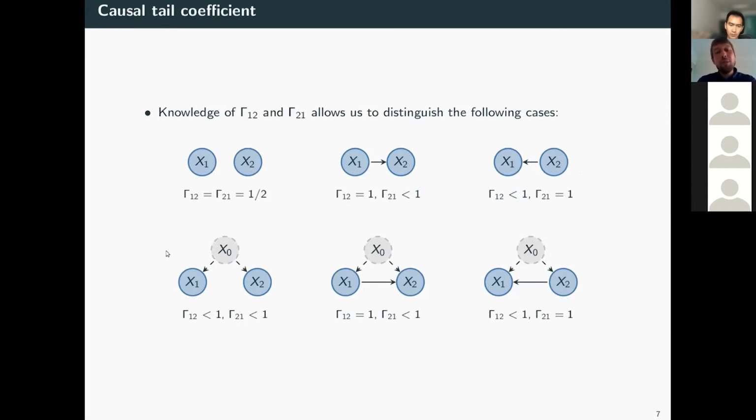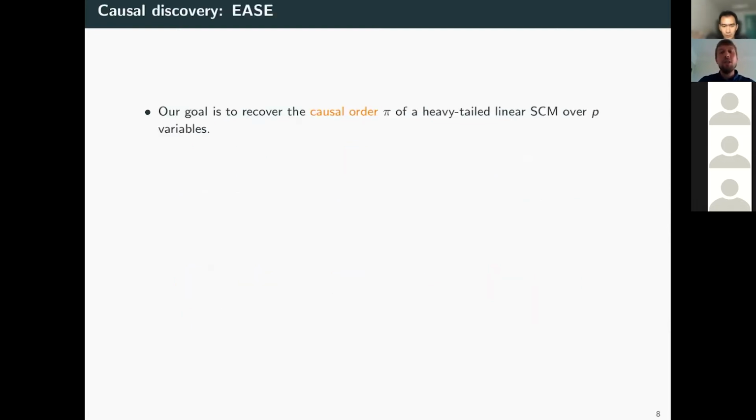But even if we have unobserved confounding, we still can identify or can distinguish these 3 cases. So if we have independence plus confounding, then both coefficients will be strictly smaller than 1. If we have X1 causing X2 plus confounding, then we have the same kind of direction of the coefficients. So we still estimate the correct causal direction, and the same for this example here. So really this asymmetry in the coefficient allows us to distinguish these 6 cases of causal structures.